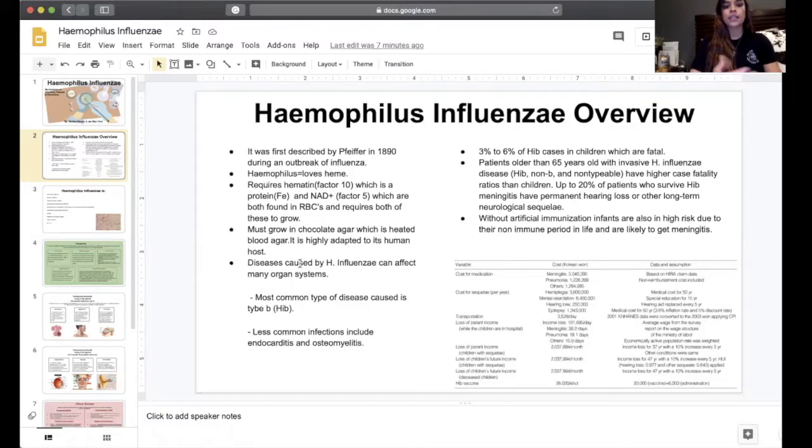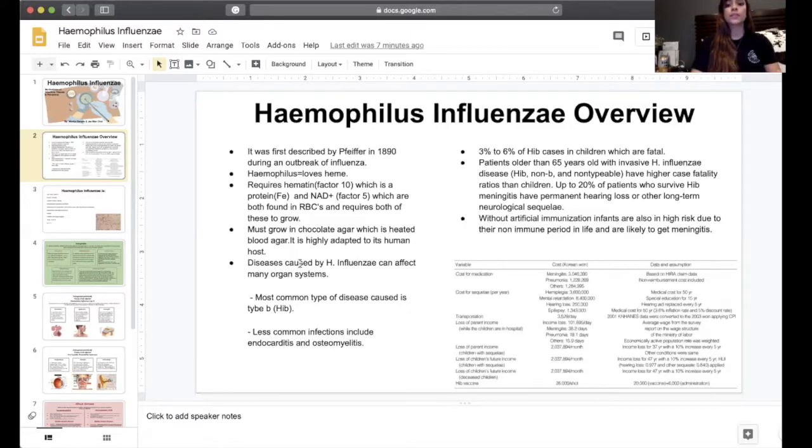Diseases caused by H. influenzae can affect many organ systems. Most types of diseases are caused by type B, which is HIB, and then there are less common ones as well. Addie is going to go ahead and give you a little bit more information on that.